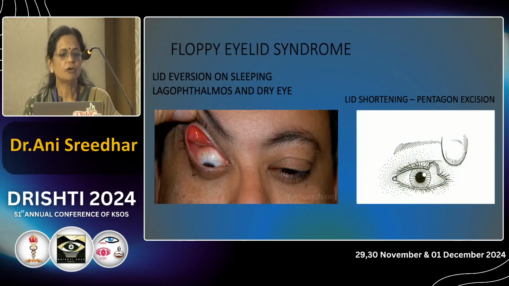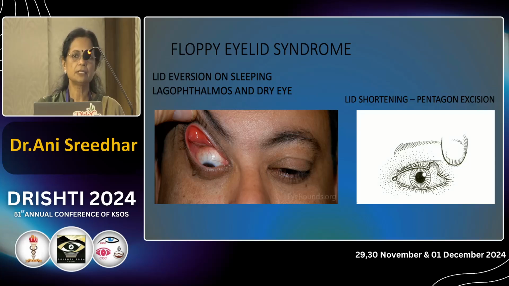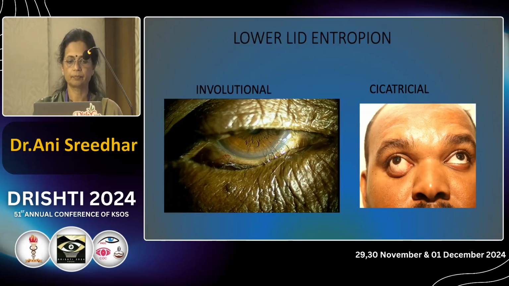And what is floppy eyelid syndrome? Where the upper lid is so floppy that the lid opens when the patient lies down. So you have to shorten the lid and tighten the lid. This is done by a pentagon excision. The patient will not complain of lagophthalmos, only dry eye, and on waking up the eye will be so dry. So you have to look for this and ask for this.